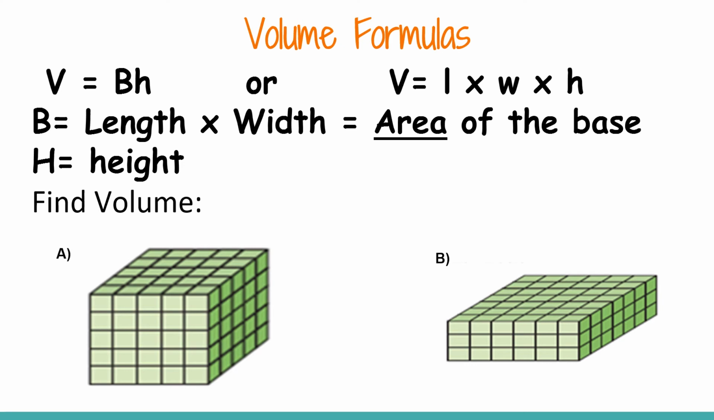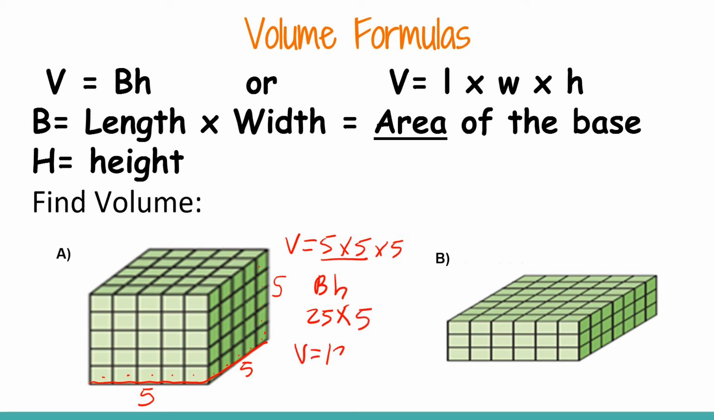So if I look at these two figures down here, the base or the length, 1, 2, 3, 4, 5 by 1, 2, 3, 4, 5 by 1, 2, 3, 4, 5. So in this case, if I wanted to find the volume, I would multiply 5 times 5 times 5. Or if I start with just the base, 5 times 5 is my base times height, which is 25 times 5. So in this case, my volume is 125 units cubed, because they are a cubic shape.